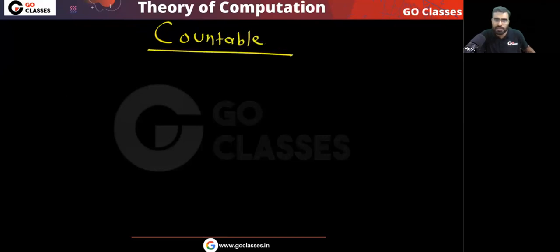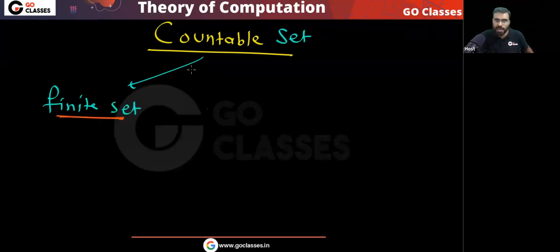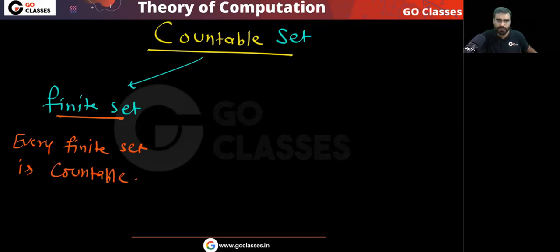This is the simple point. What is the definition of countable set? Every finite set is countable. A countable set can be a finite set also. Remember, every finite set is countable. If you take any finite set, it is countable. This is the first point.